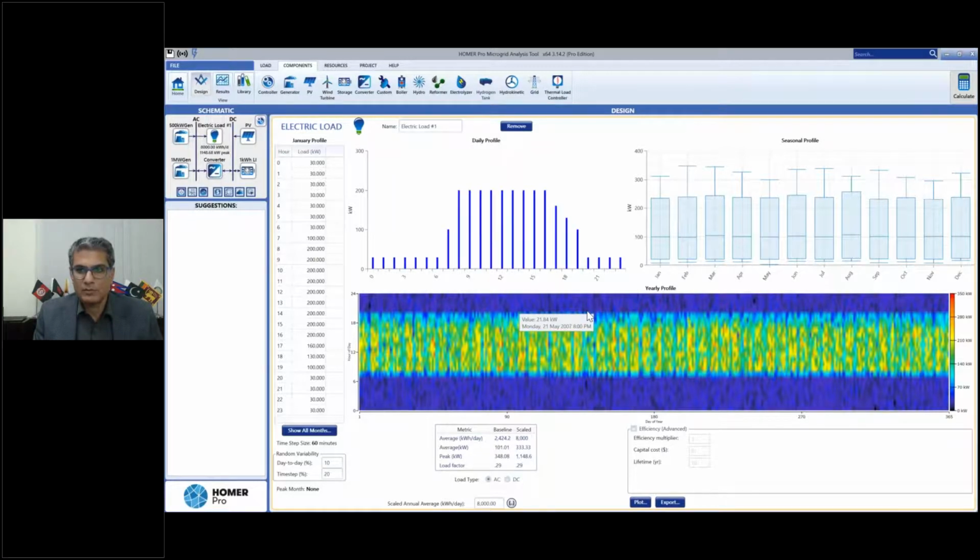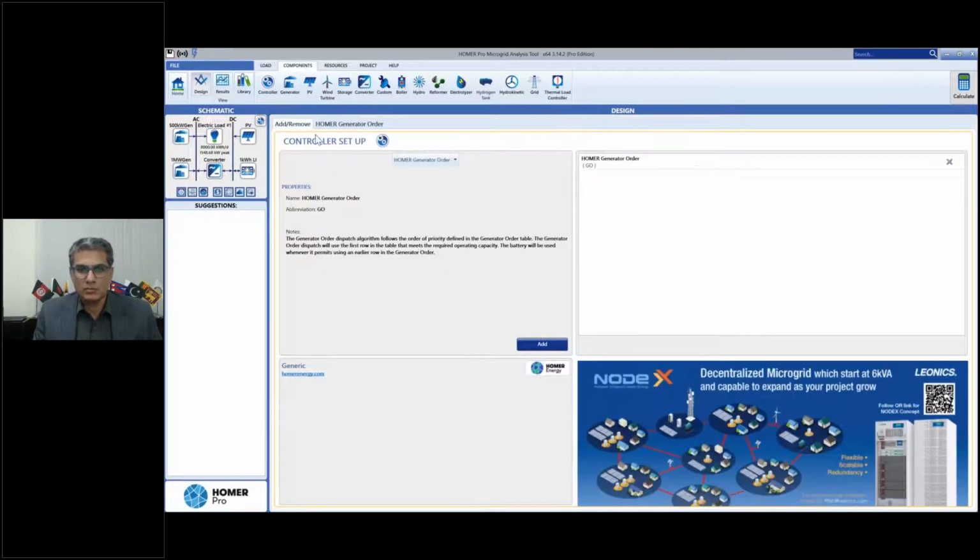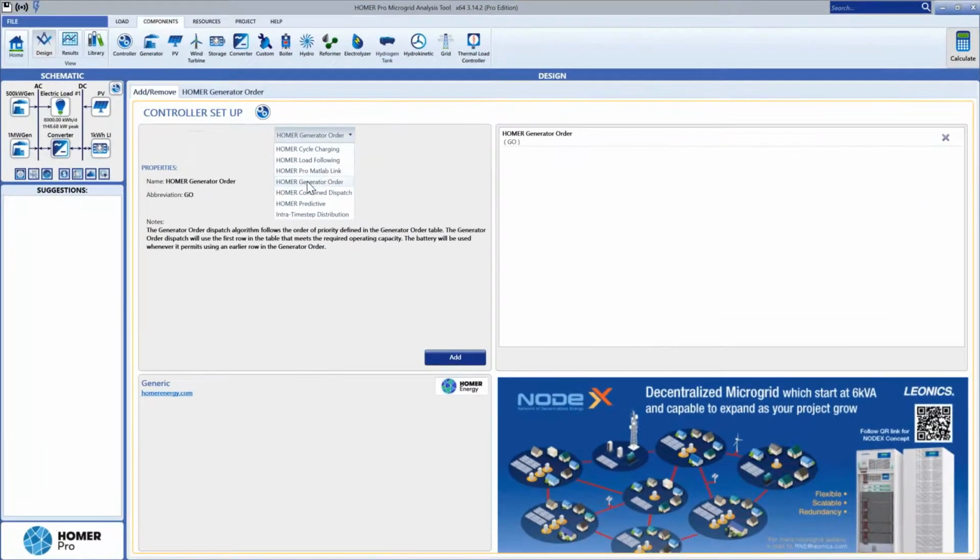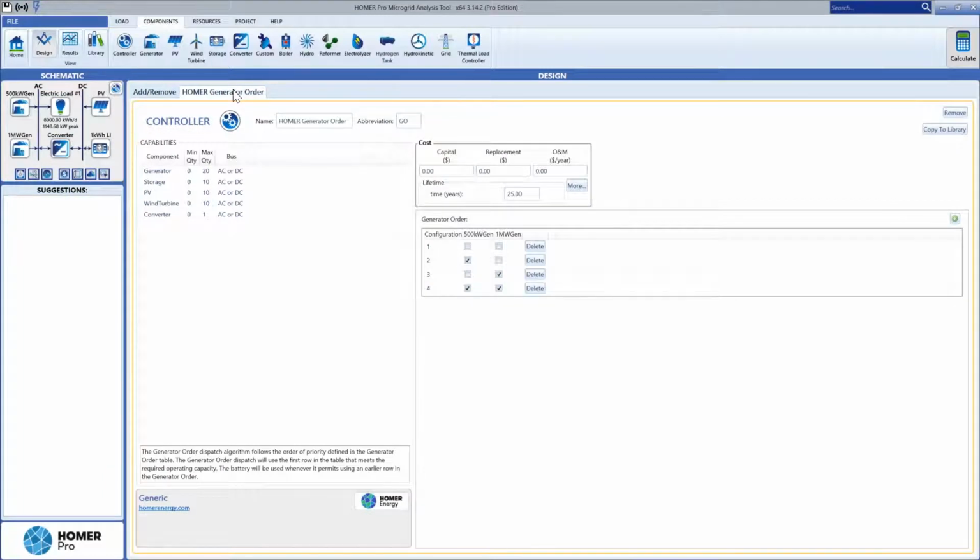So what I've done is over here on the controller, I removed the defaults. The defaults were the cycle charge and load following, and I'm using this generator order here. This is more similar to the way that I think a lot of utility operators work, where they have defined limits. They say if the load is between these load levels, we'll use this generator, and then as soon as the load reaches some level, we turn on a larger generator. And they have this merit order of dispatching or committing different generators as the load increases.